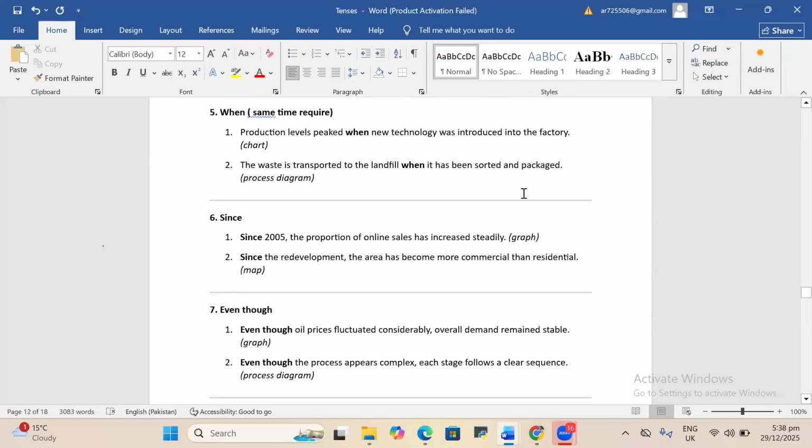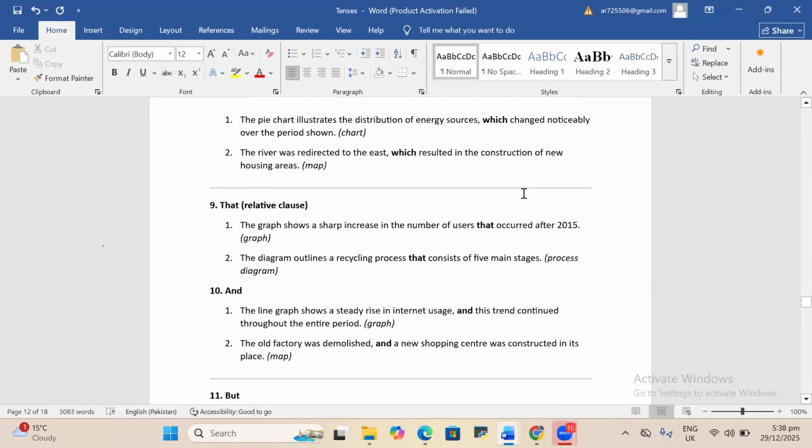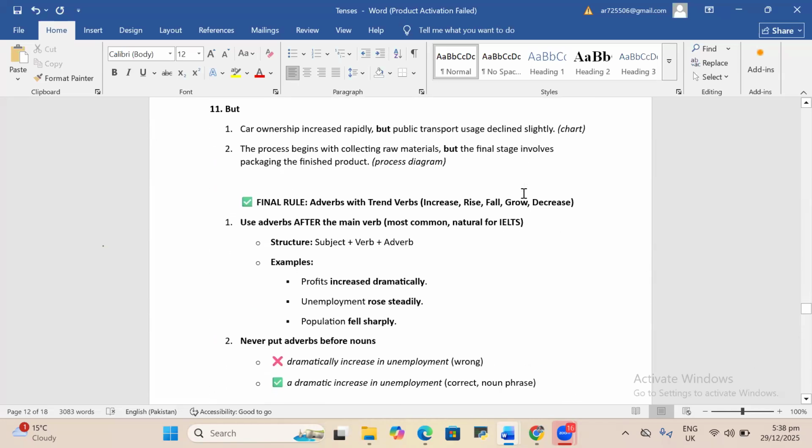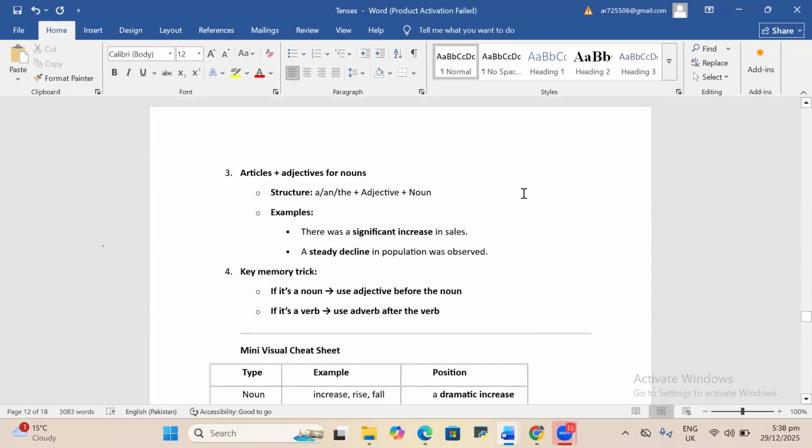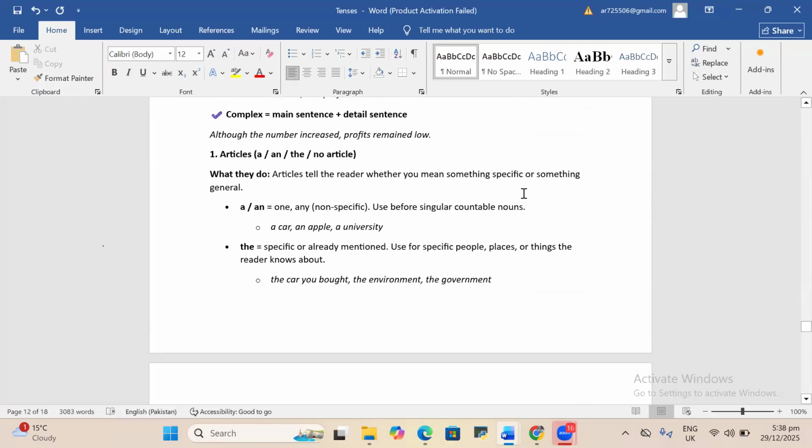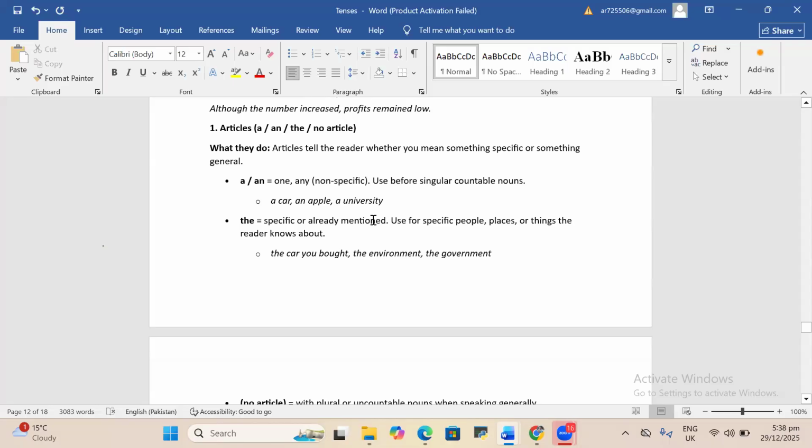Another important thing is that here we also add some important points about articles. Sometimes students face problems with the correct use of articles. So you can also understand about articles. Basically, an article tells the reader whether you mean something specific or something general. So a and an are non-specific, used before singular countable nouns.